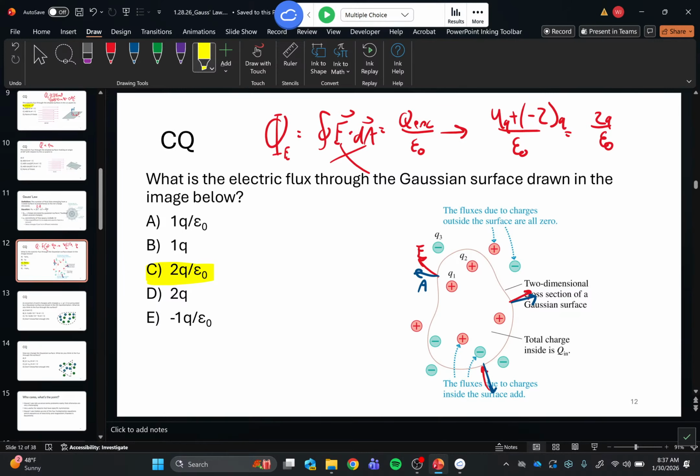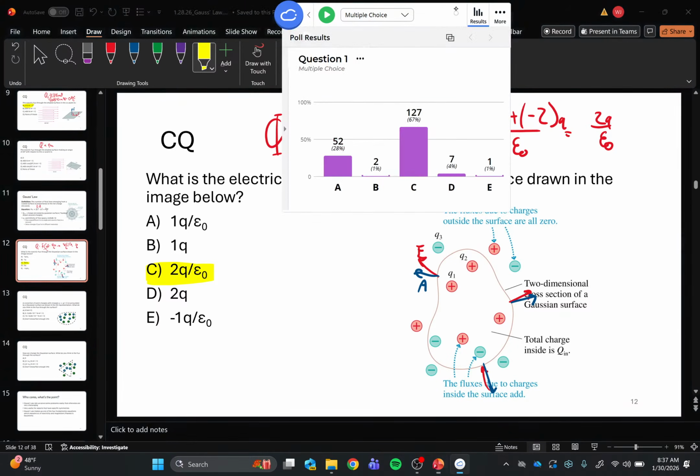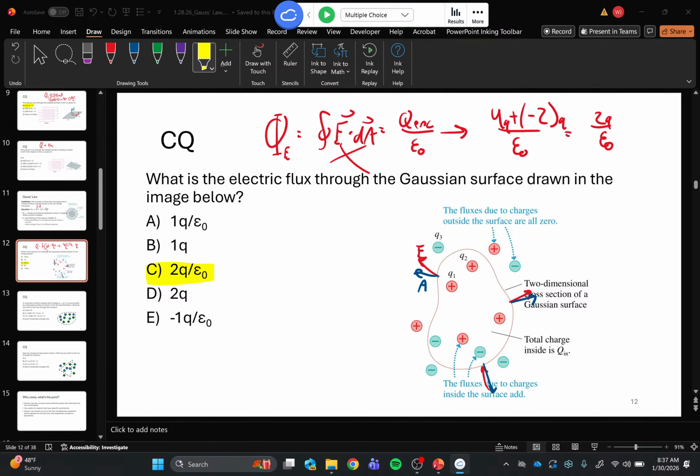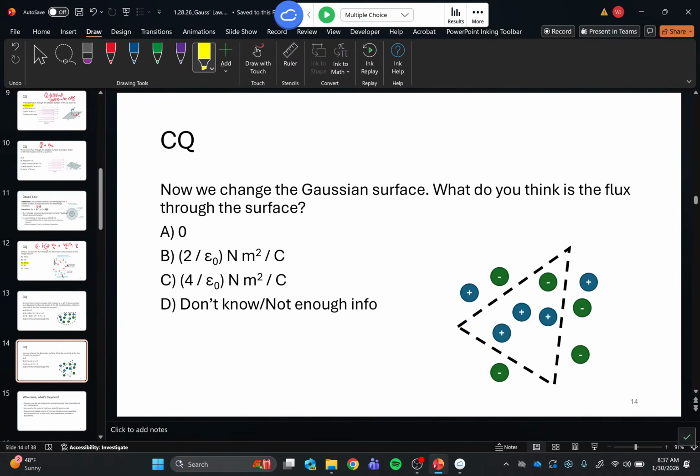The flux is proportional to the charge enclosed. So how much charge do I have enclosed? What's the proportionality constant? Epsilon naught. Make sure that's there as well. Don't forget about that. So great. Nice work. Now, if you messed up, you probably just miscounted. That's really probably all that happened here. The next couple questions are just more of the same. I'm not going to bother with them. Really easy.